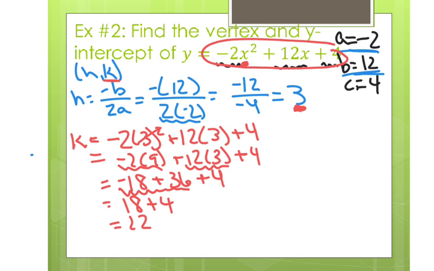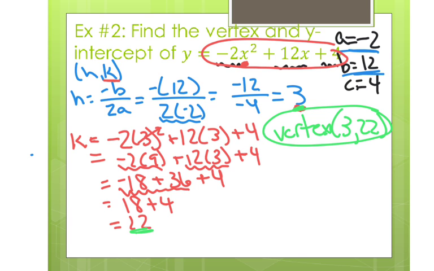So that means my vertex, h comes first, which was 3, and then our k, which is 22. So that's my vertex. But it also asks for us to find the y-intercept.